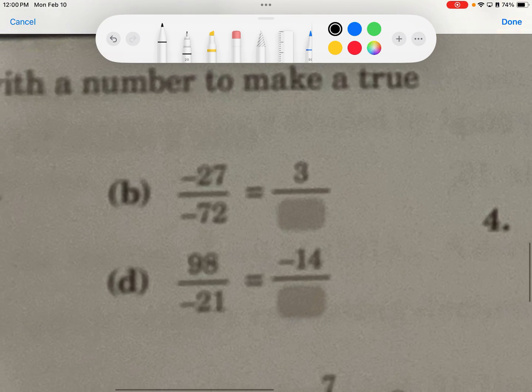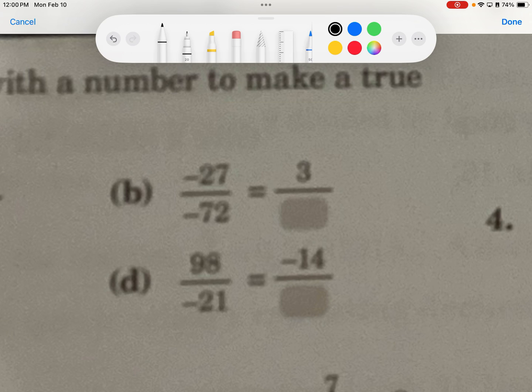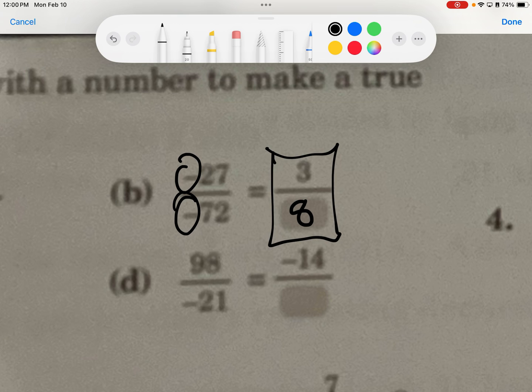All right, let's look at this one. Micah? Multiply by -9. Or you're dividing by -9, right? So 72 divided by 9 is 8. Note, because we had negative and negative, we need this to be positive. All right, I believe this is 98. Yeah, that's what it is.